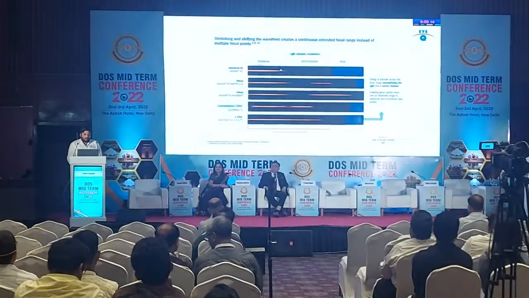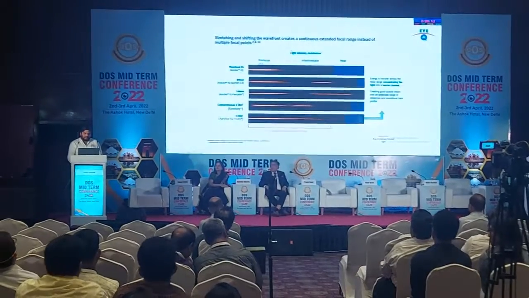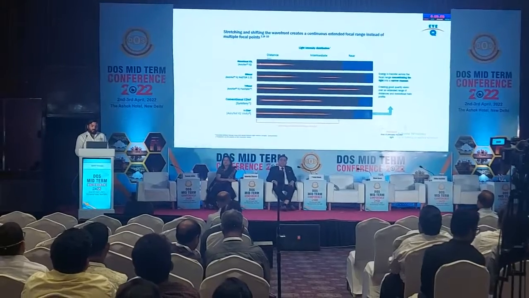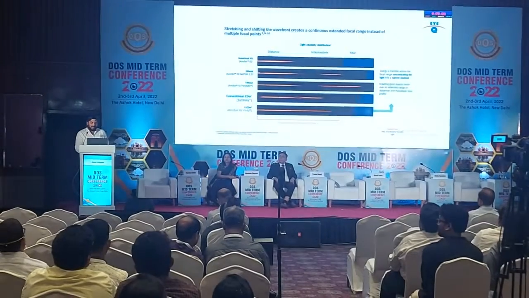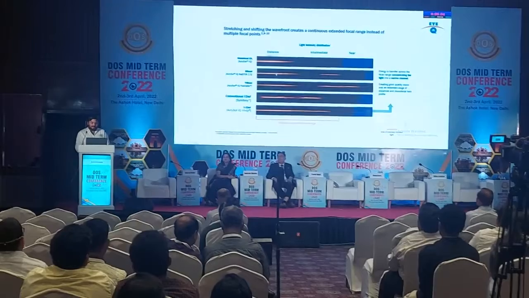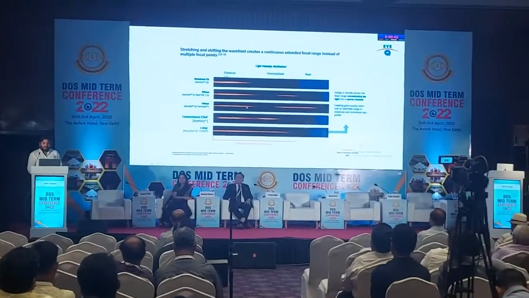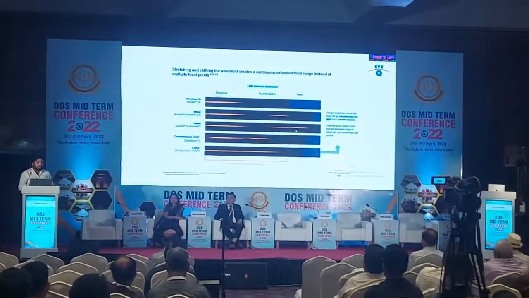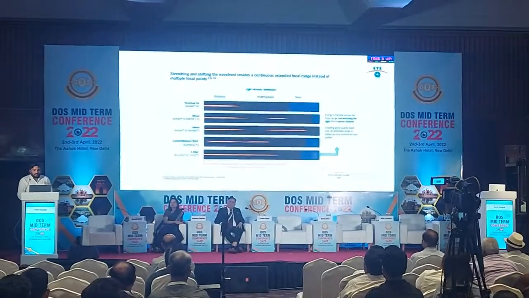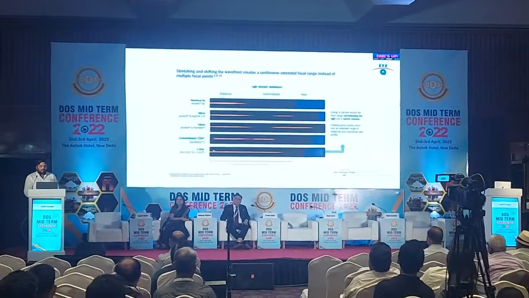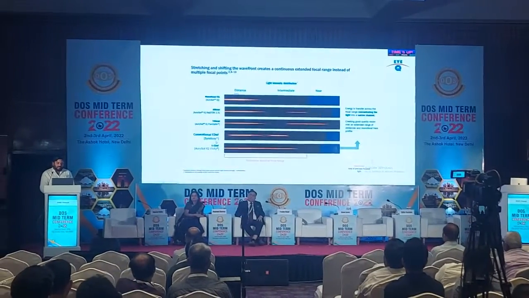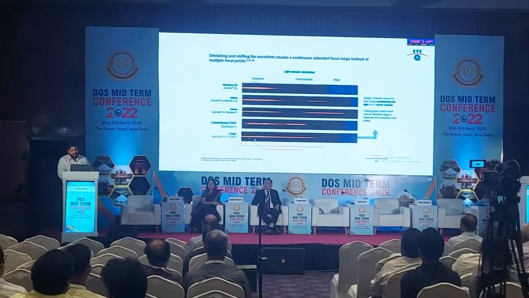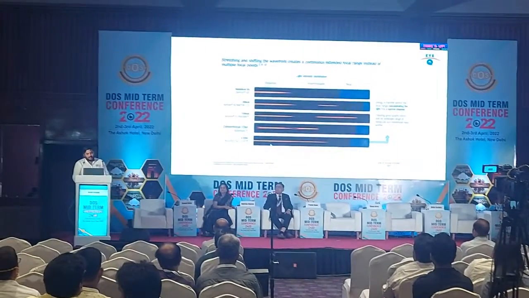This just shows stretching and shifting of the wavefront, which creates a continuous extended focal range instead of multiple focal points. In the case of monofocal, it is more for distance. In the case of bifocal, it is for near as well as distance. In trifocal, we have three distinct foci. Intermediate might be at different distances based on which trifocal technology you are using. Then conventional EDOFs, in this case Symphony, which is on a diffractive platform, and the latest EDOF, Vivity, create a continuous extended focal range.